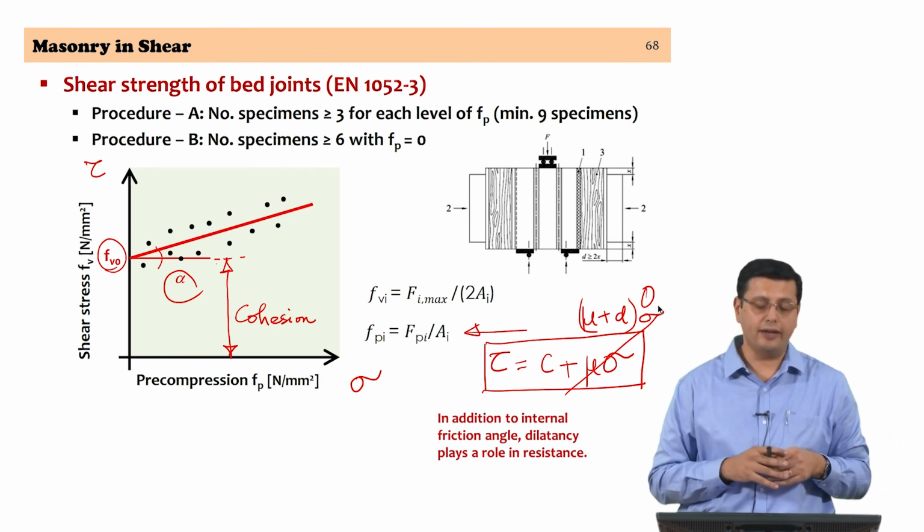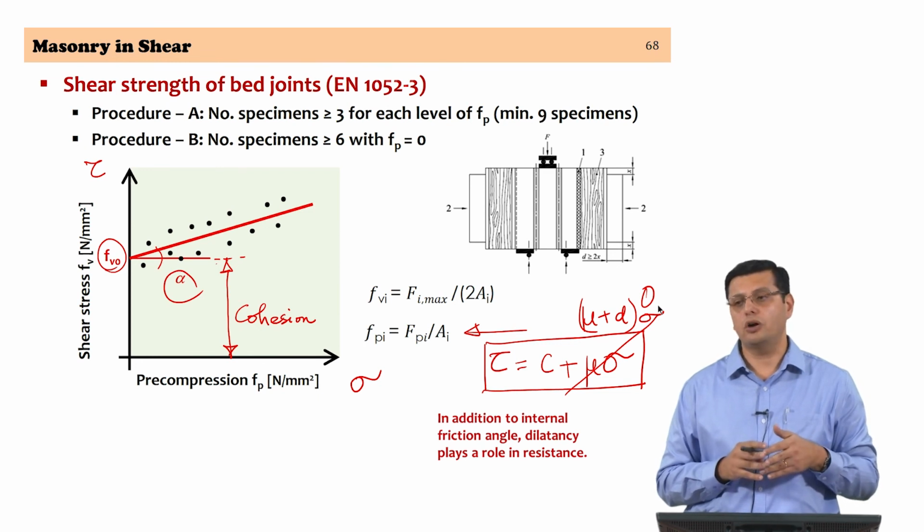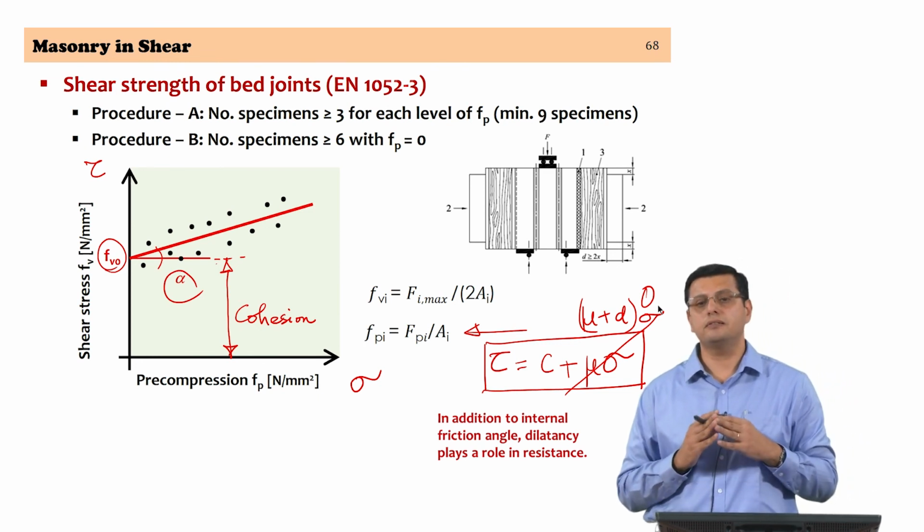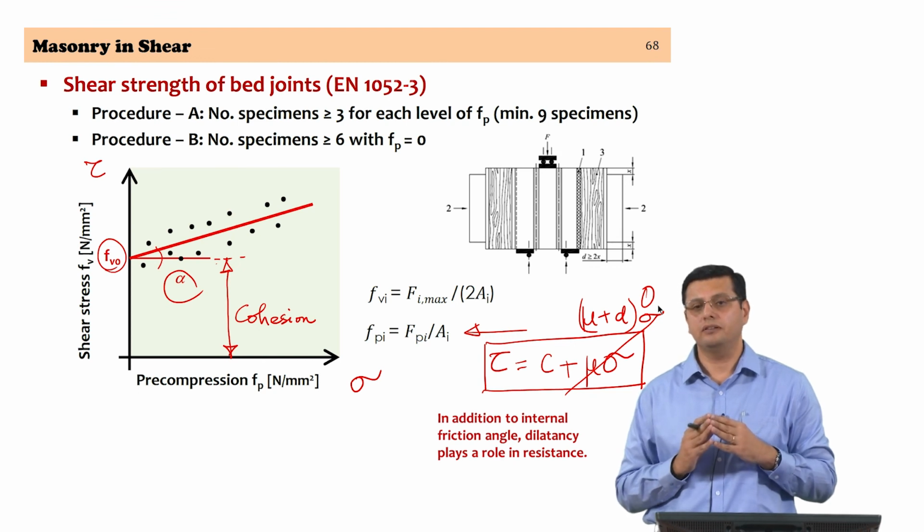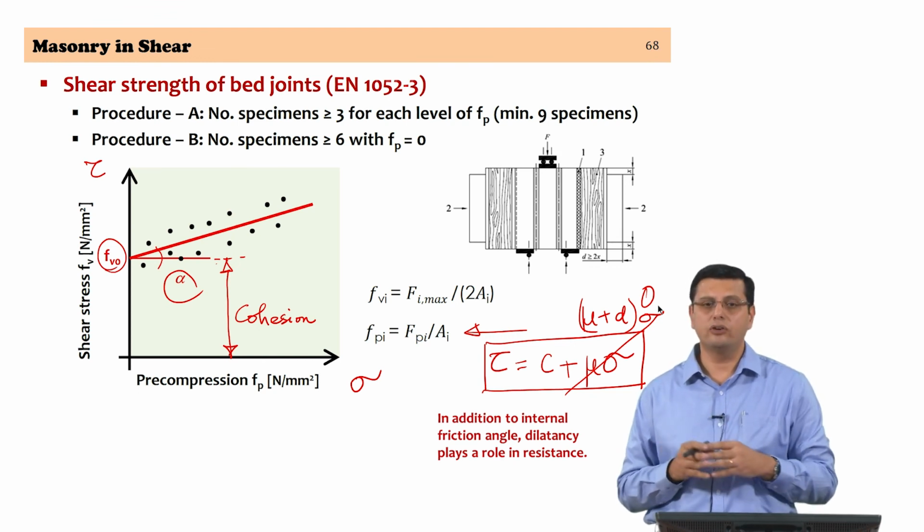So, that brings us to the end of the second module, which is on the strengths of the materials that constitute the masonry and the behavior of the assembly itself.